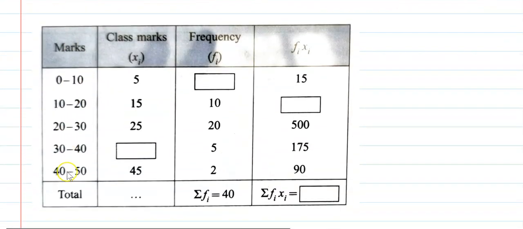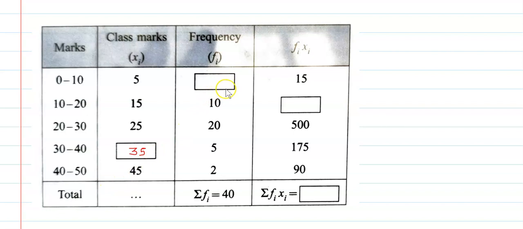Now this is the first column, marks, and next the class mark. Okay. Then these are the class marks, 5, 15, 25. What is the difference? The difference is 10. Therefore here 25 plus 10, you will get 35. Or 30 plus 40, 70 upon 2, 35.